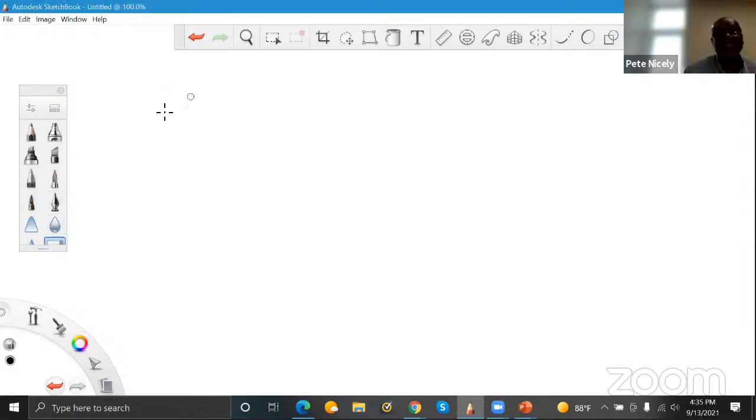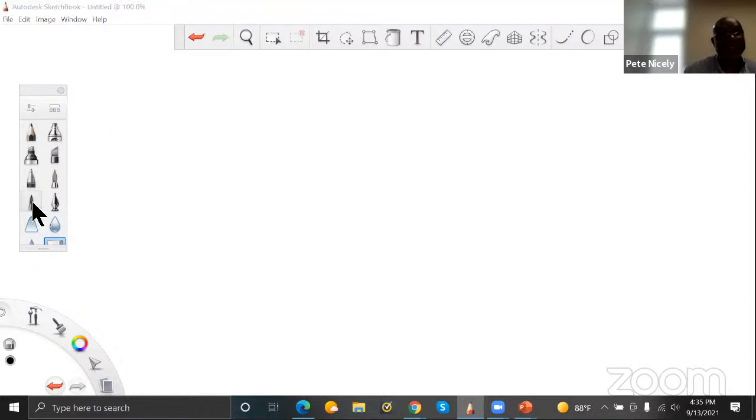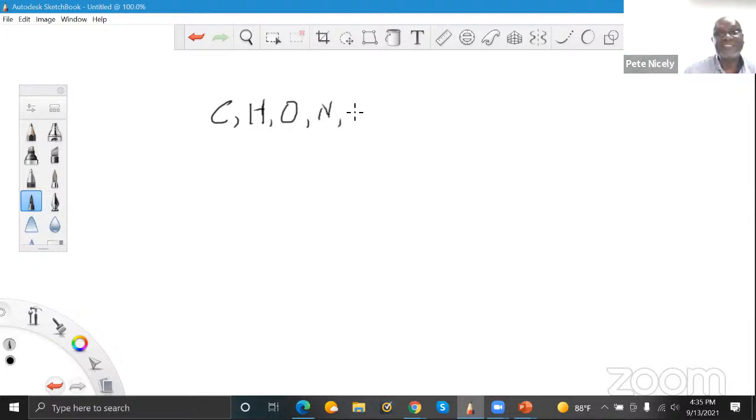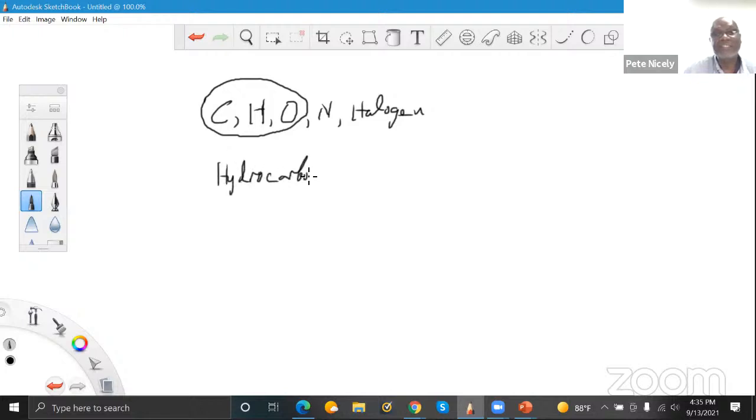Okay, so these compounds are compounds of carbon, and they tend to contain carbon and hydrogen and oxygen in some cases, and some other elements, nitrogen, halogens, right? But the three main components that you'd find in organic compounds are these three right here. Now, there is a group of organic compounds known as hydrocarbons. The thing about hydrocarbons is that these are compounds that contain carbon and hydrogen only.